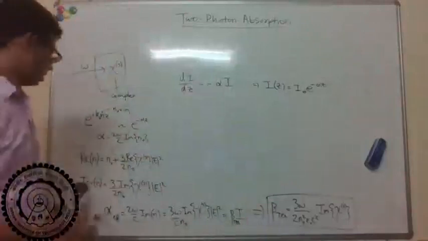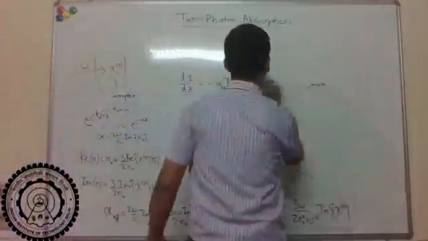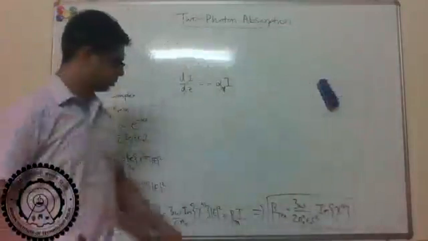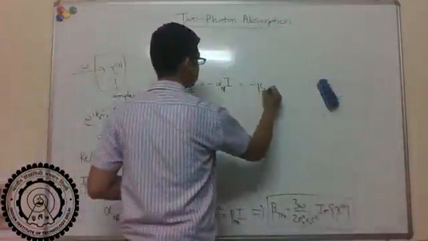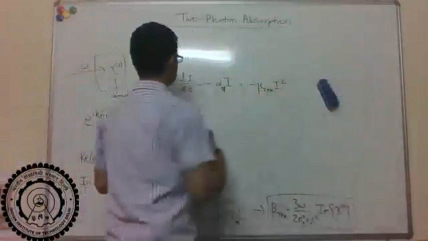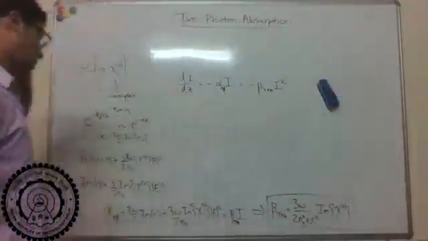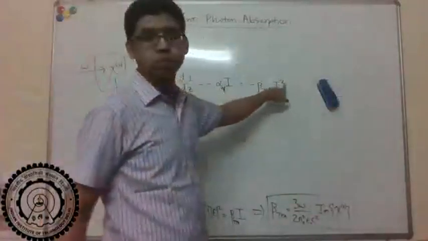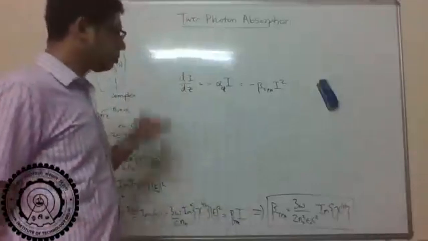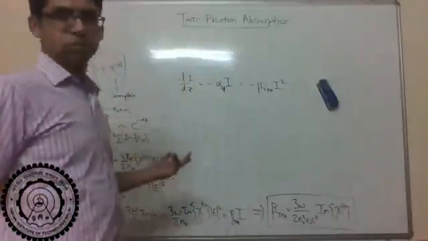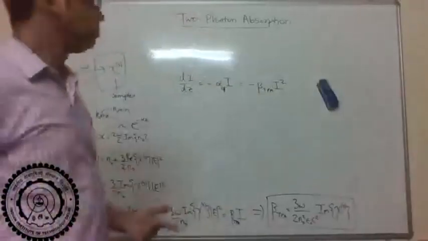So now in this case, I have an alpha effective, and that alpha effective is also proportional to intensity. So this equation becomes, dI by dz is proportional to I square. Right? So that's where the 2 is coming from. So in the usual linear absorption case, basically I have the first order of intensity. So I'm absorbing one photon at a time.